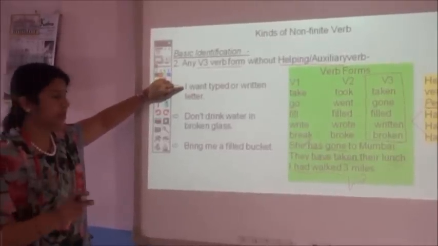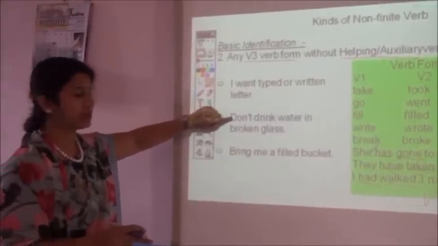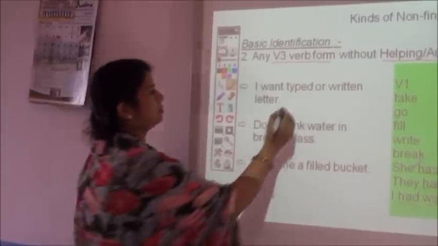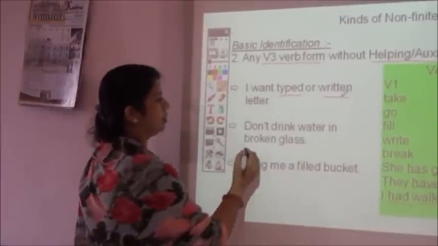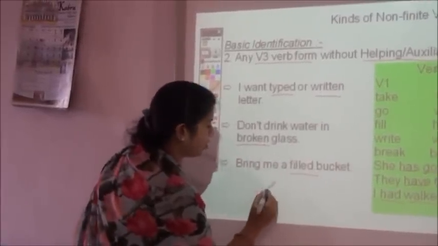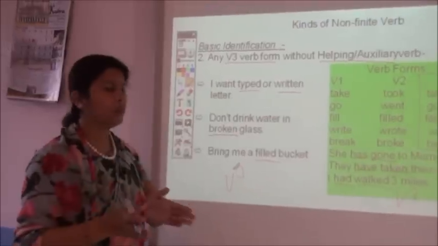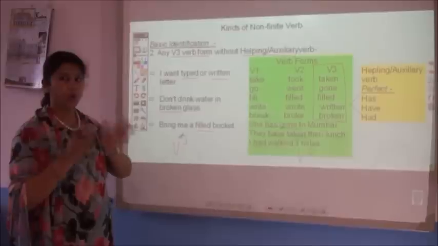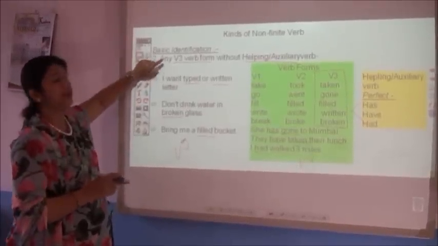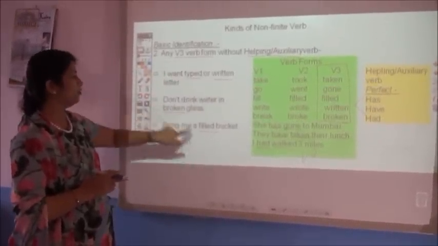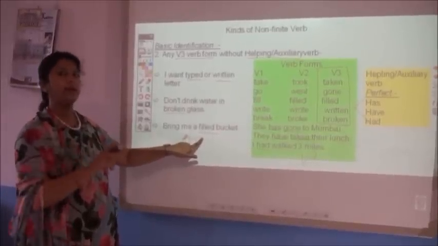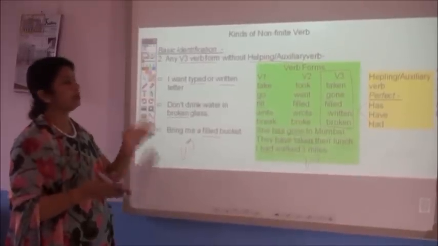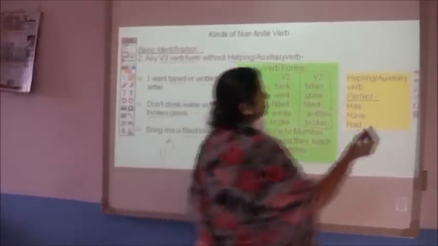I want typed or written letter. Don't drink water in broken glass. Bring me a filled bucket. Now again, which are the V3 verbs here? Typed, written, broken and filled. These are all V3 verbs. Now are you able to find any has, have or had helping verb before any V3 verb? No. So my identification is that any V3 verb form which does not have any helping verb before it, those verbs are called non-finite verbs. Now which kind of non-finite verb? Again we will discuss it afterwards.